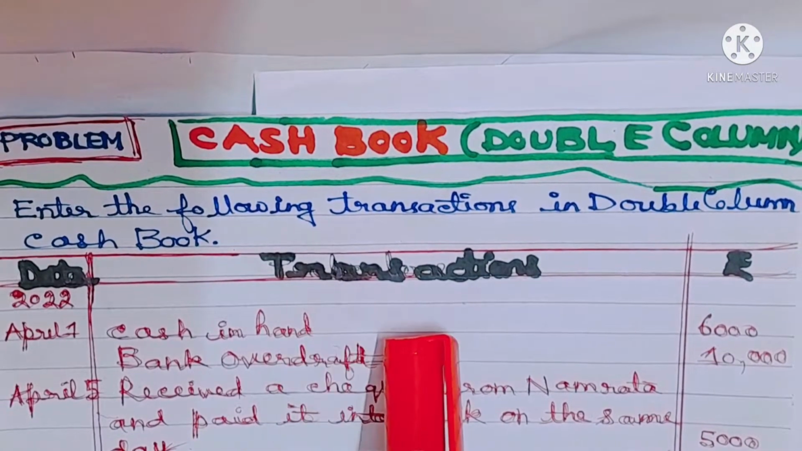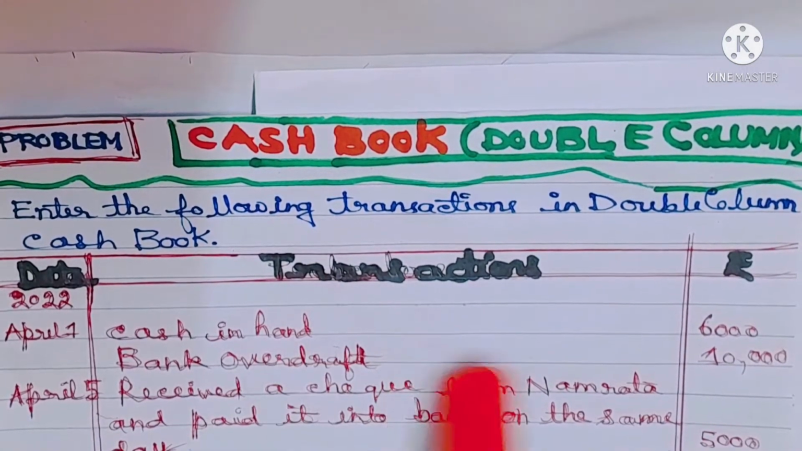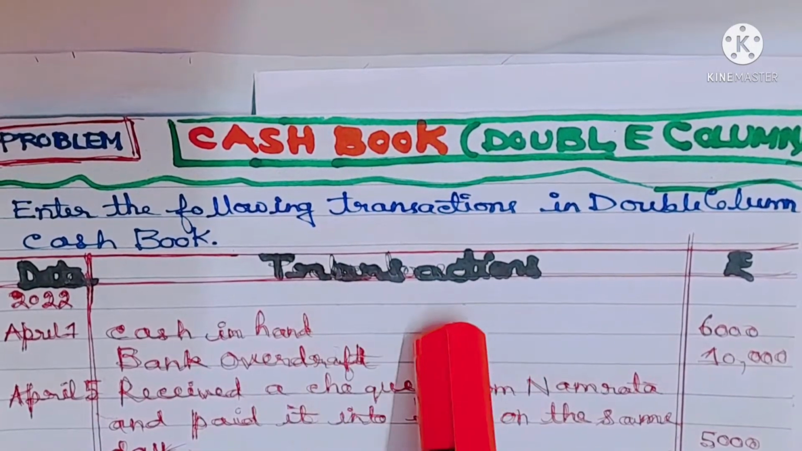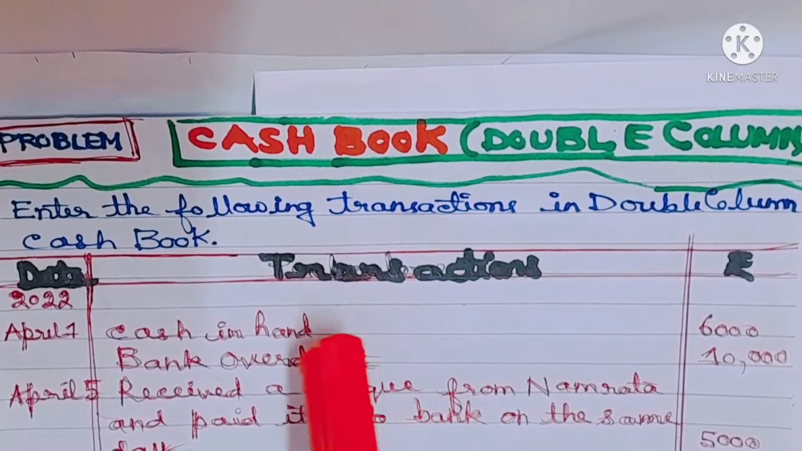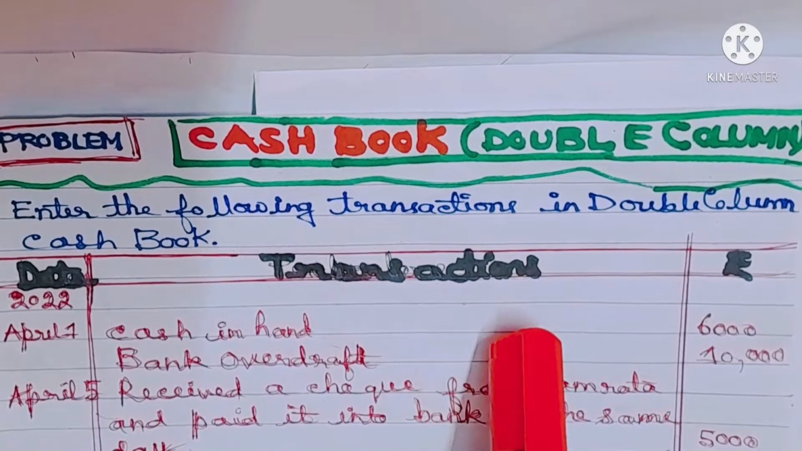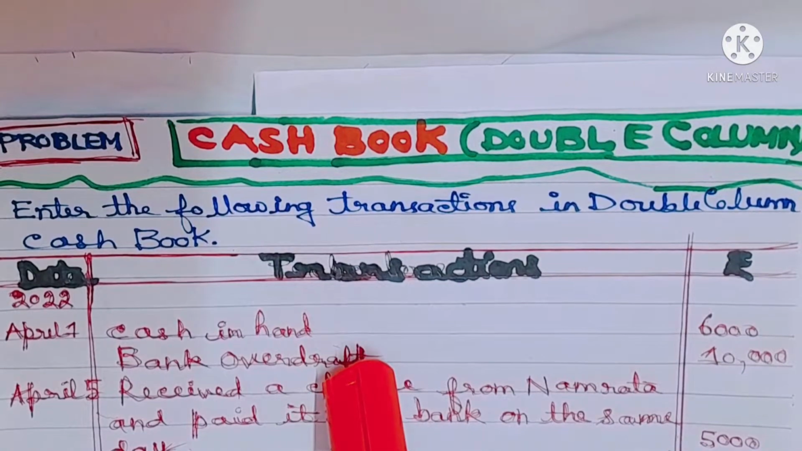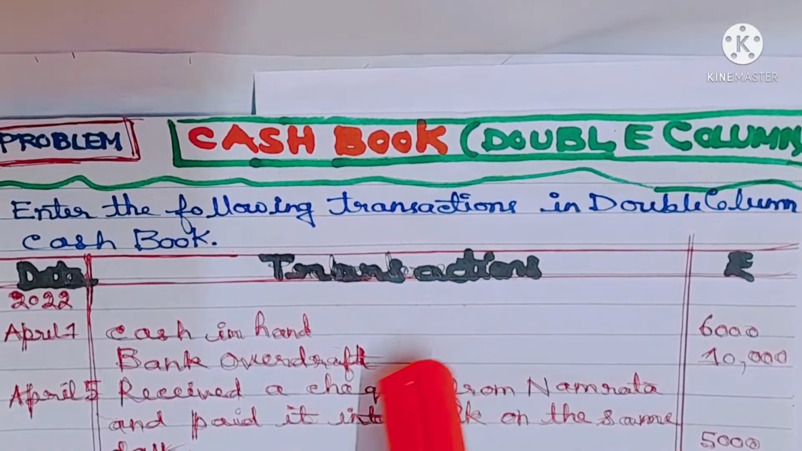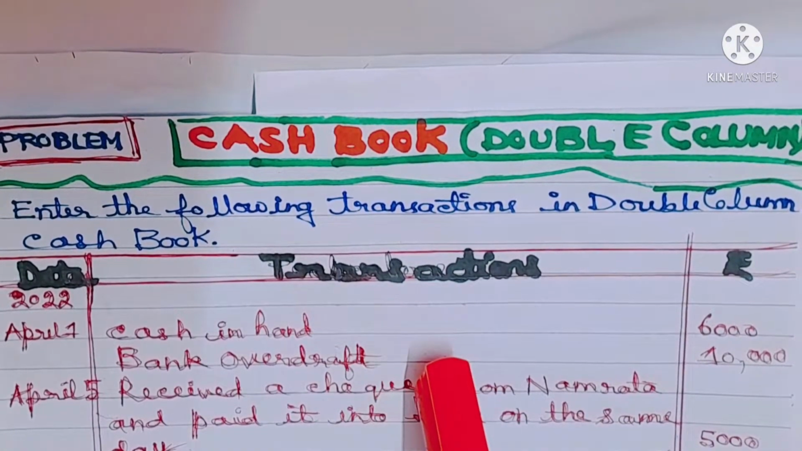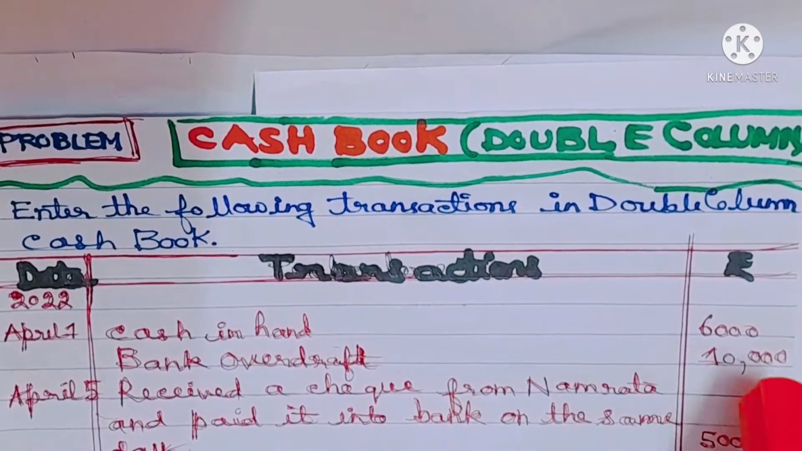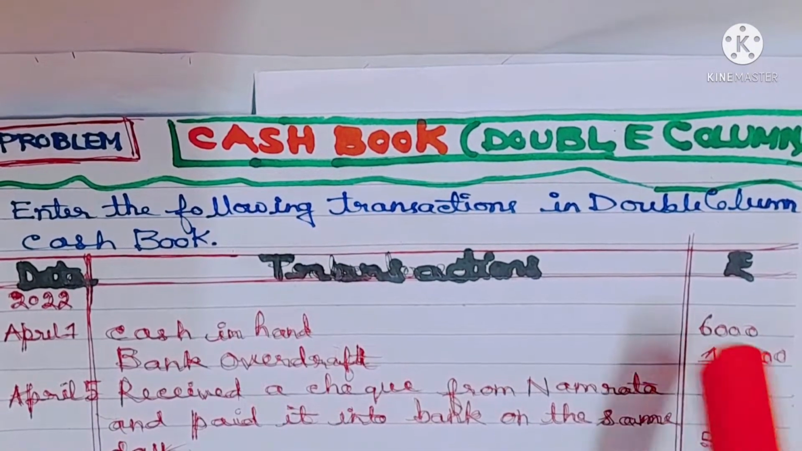Cash column has a debit balance and bank column has a credit balance. So debit balance will always be written on the debit side. We'll write to balance BD in the cash book on the debit side in the cash column 6,000. Okay. And bank overdraft is a credit balance. So we'll write in the cash book on the credit side in the bank column by balance BD 10,000 in the bank column on the credit side.